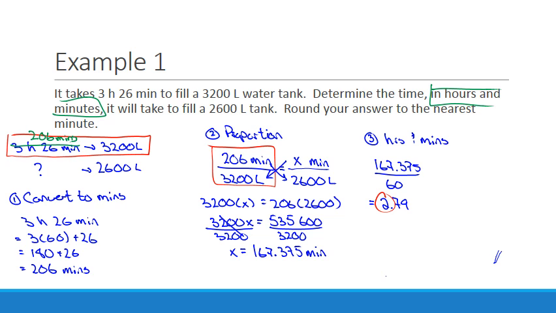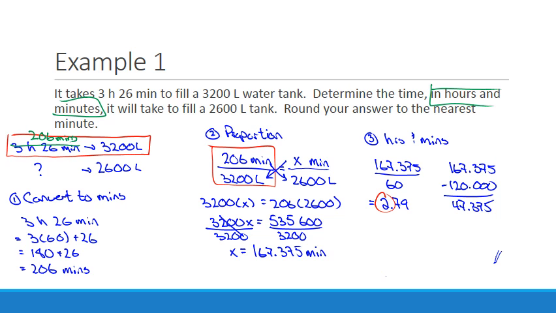Which you could figure out, 0.79 times 60, or you could just go, okay, well, 167.375 and then subtract the 2 hours, which is 120 minutes. And then you know that it'd be, okay, that's 47.375. So I know I have 2 hours and then the 47 minutes.